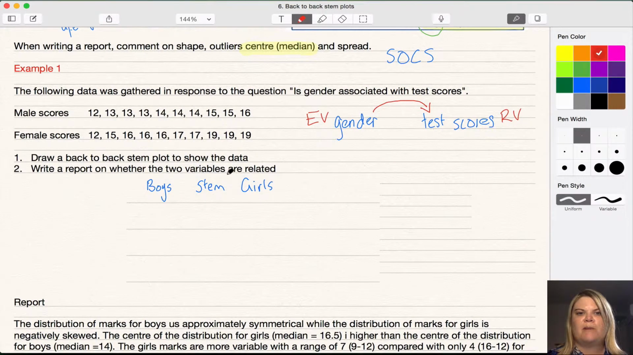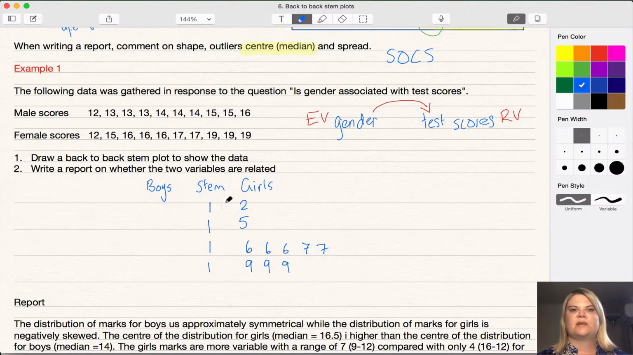Okay, when I'm drawing up my back-to-back stem plot, I'm going to label the column in the middle the stem. I'll put the boys or the male scores on the left and the girl scores on the right. When I'm looking at my stem, these are all 10s. They've all got a 1 in the 10s column. So if I just put a 1 here and put them all in the same category, it wouldn't really show me much about the distribution, because even for the females, they're all 10s. So what we need to do is break it up into groups.